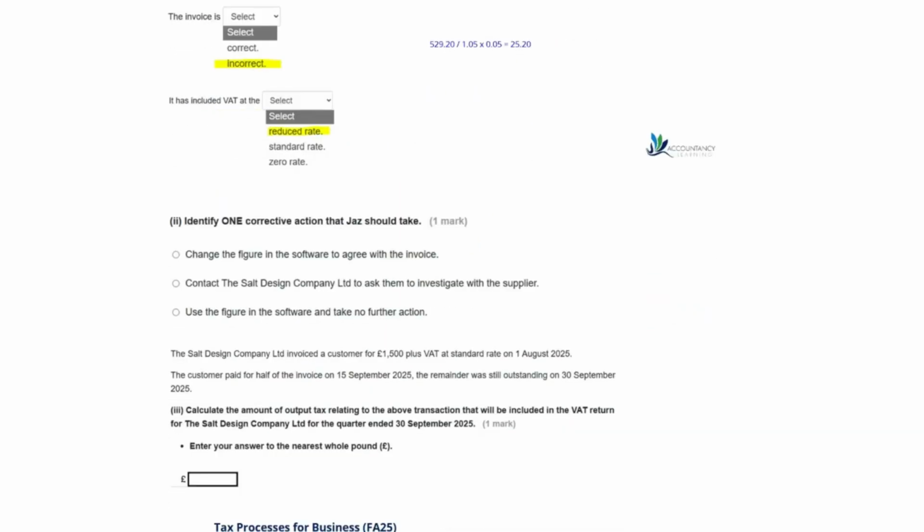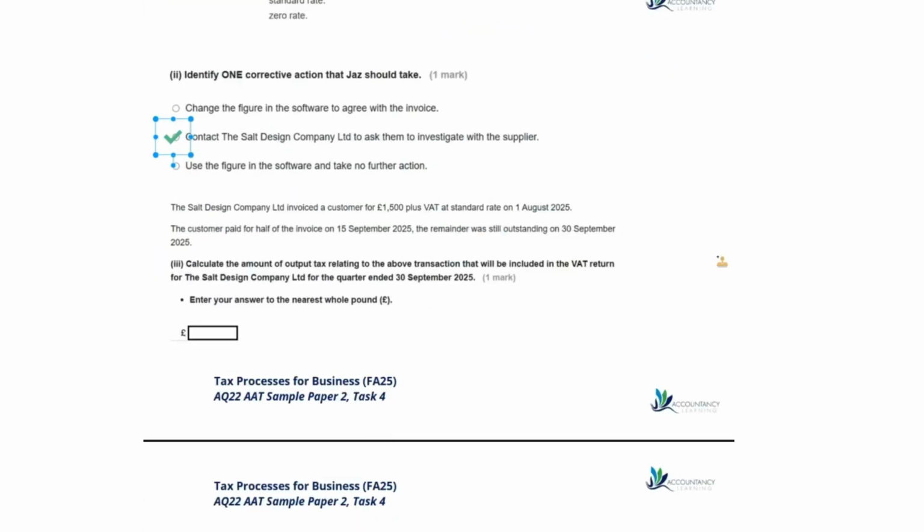Identify one corrective action that Jazz should take. So should we change the figure in the software? Should we contact the Salt Design Company to ask them to investigate with their supplier? Or use the figure in the software and take no further action? So there's a discrepancy. So we shouldn't do anything without any investigation. So we should contact the Salt Design Company and ask them to investigate.